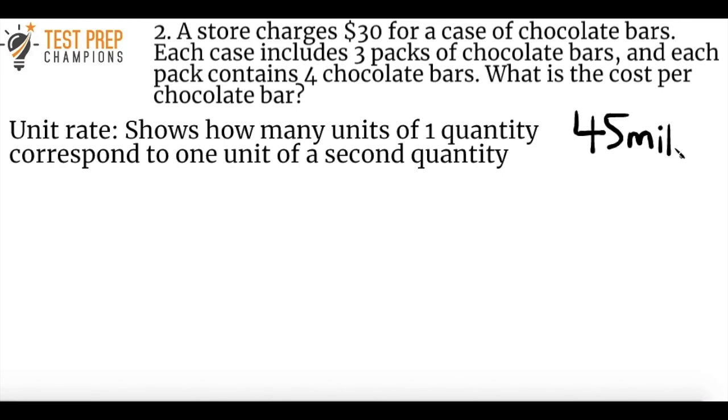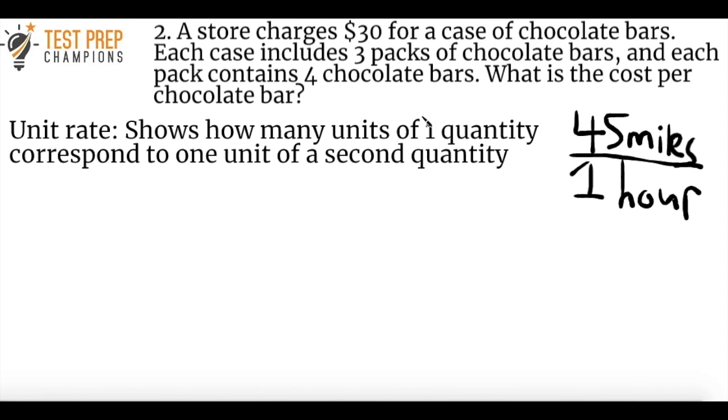So that's one quantity. One quantity could be miles. It shows how many units of one quantity correspond to 1 unit of a second quantity. Okay, so we've got 45 miles. One quantity here would be our 45 miles. And 1 unit of a second quantity would be the hours. So 45 miles per 1 hour here. Okay, so we've got 1 unit of our second quantity.